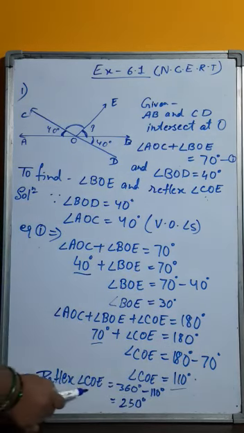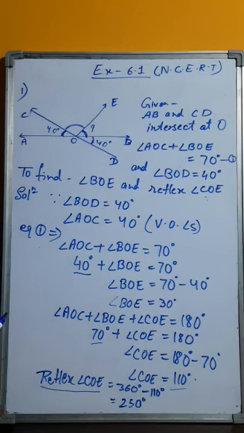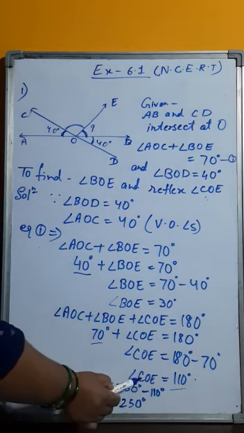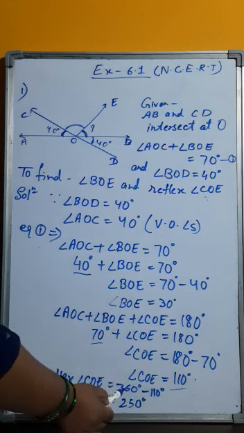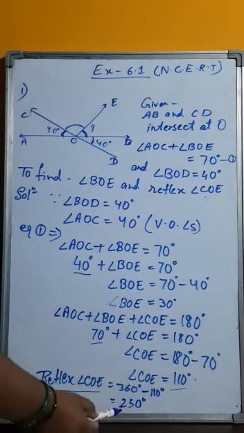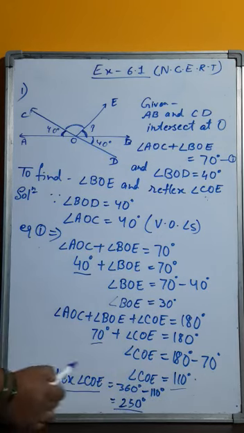In my last video, I told you the reflex of COE can be calculated by subtracting COE from 360. So from 360, 110 will be subtracted and we will get reflex of COE.